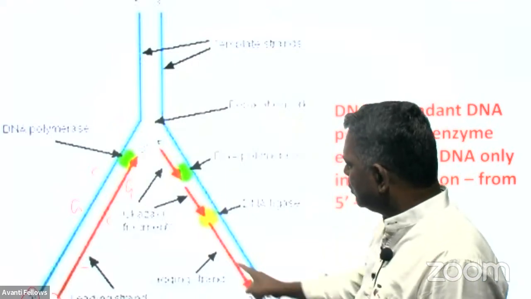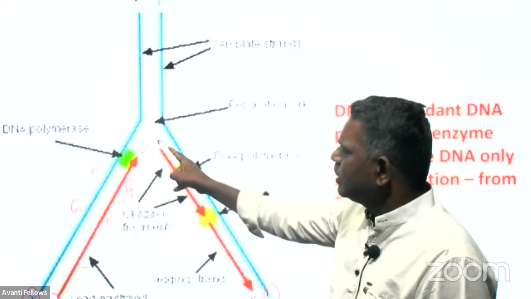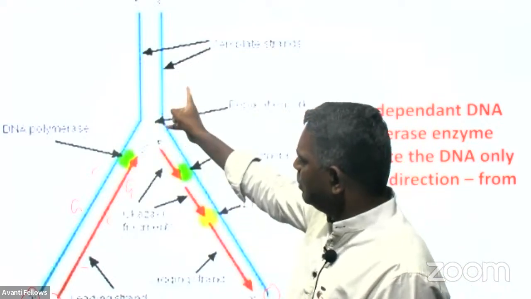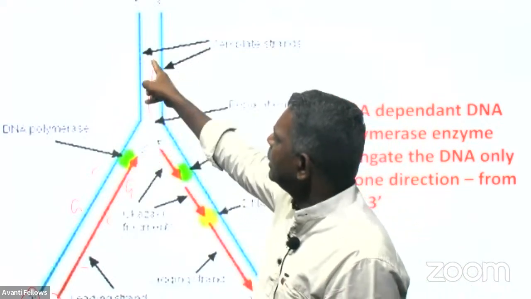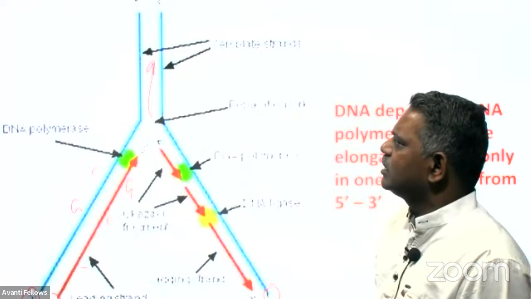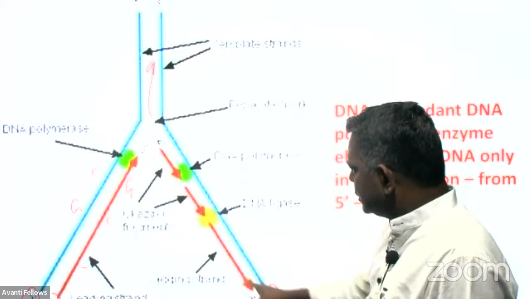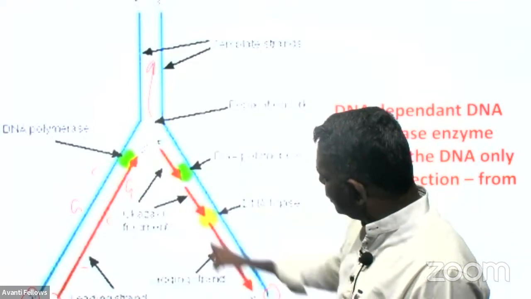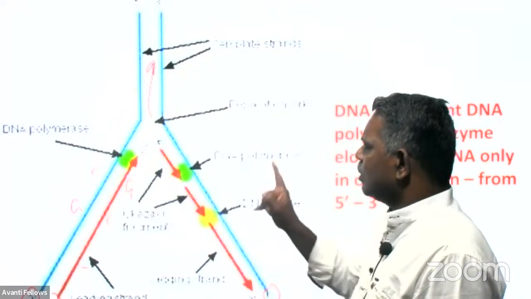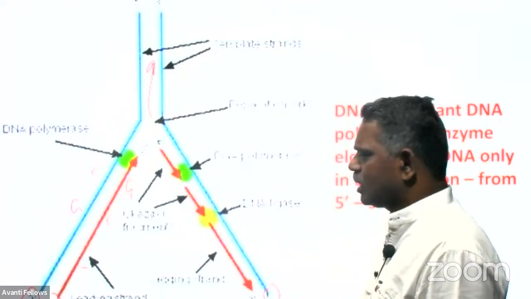So it is not possible to run from this end to another end, because during replication, that unwinding is going on continuously here by breaking the hydrogen bonds. And it is not possible to elongate from here to here, because DNA polymerase always elongates from the 5 prime to 3 prime direction only.